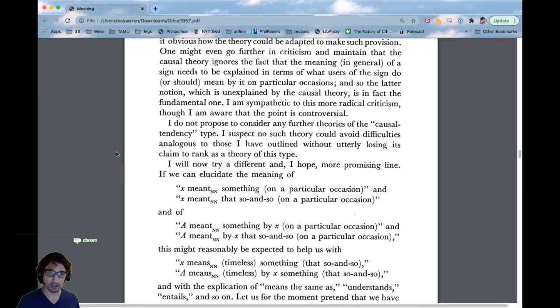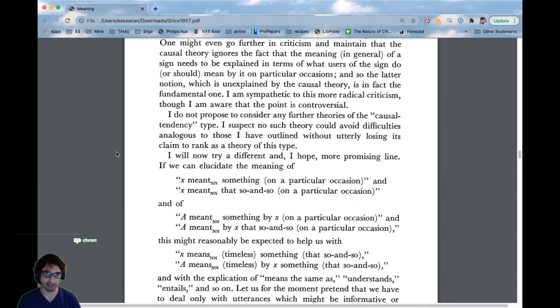Okay, I do not propose to consider any further theories of the causal tendency type. I suspect no such theory could avoid difficulties analogous to those I have outlined without utterly losing its claim to rank as a theory of this type.